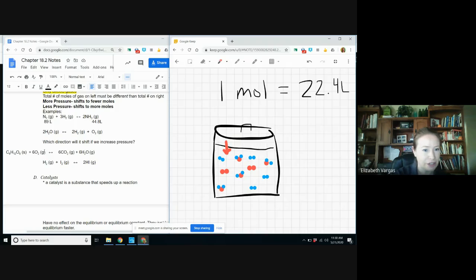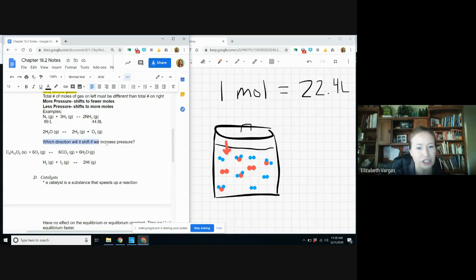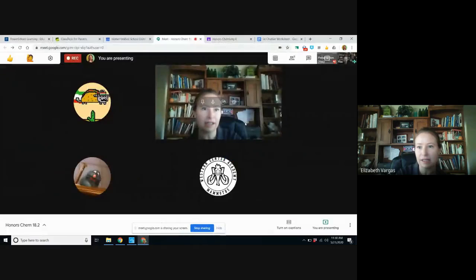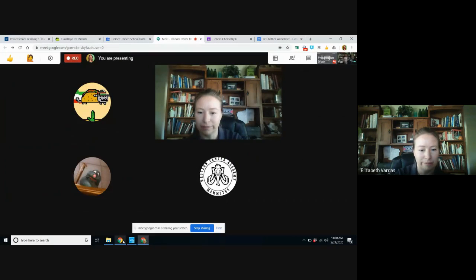Okay, so here's some for you guys to try. Which direction will it shift if we increase the pressure? Looking at this, you have to remember that this solid doesn't count. So add up the moles of gas on the left and add up the moles of gas on the right. If I increase the pressure, which direction will it go? Let me give you a second to think about it, and I'm going to pop back over here and see. We have no questions. Okay.